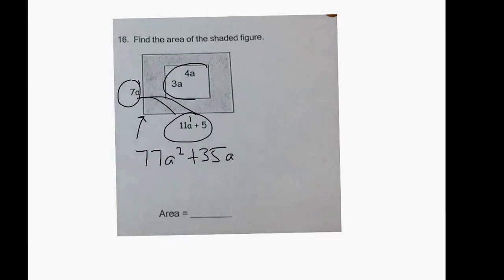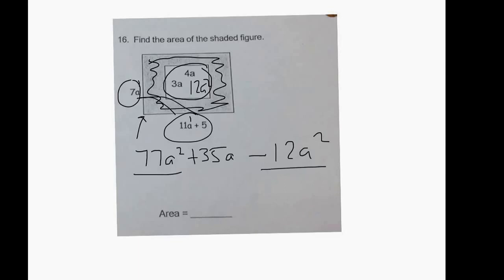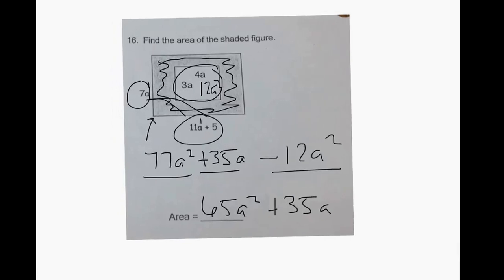Now we're going to do this part. 4 times 3a is 12a squared. And if we're doing the shaded area, it means we're taking the whole minus the little part. So now it becomes combining like terms. 77a squared minus 12a squared is 65a squared. Nothing to combine with that, so plus 35a. So 65a squared plus 35a.